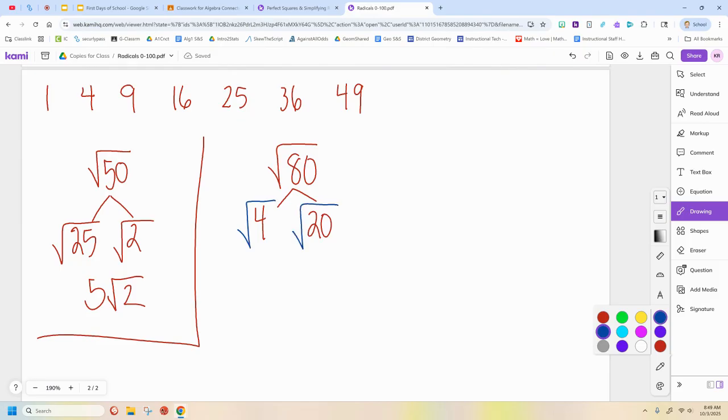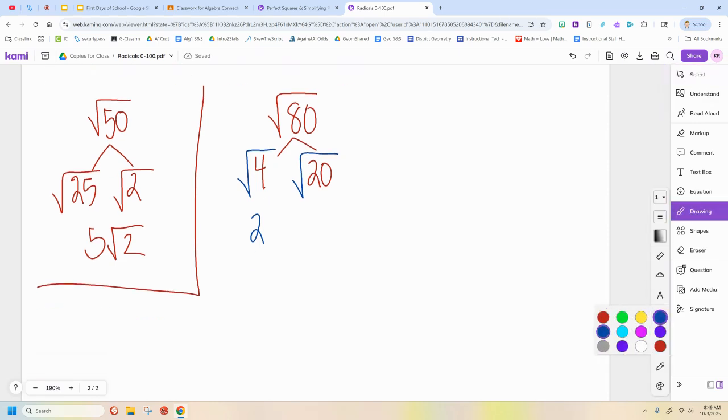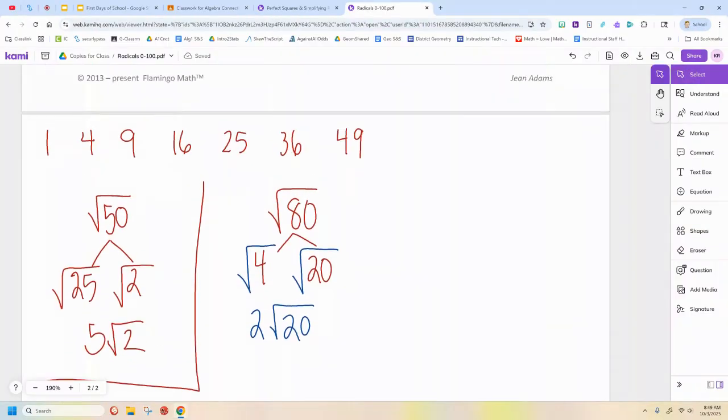4 was in the list. The square root of 4 is 2. Okay. But what we have to then say to ourselves, and so I'm going to write 4 radical 20. But can the 20 be changed? Is 20 divisible by 16, 9, or 4? Is 20 divisible by 4? Yeah, it's 5, right? 4 times 5.